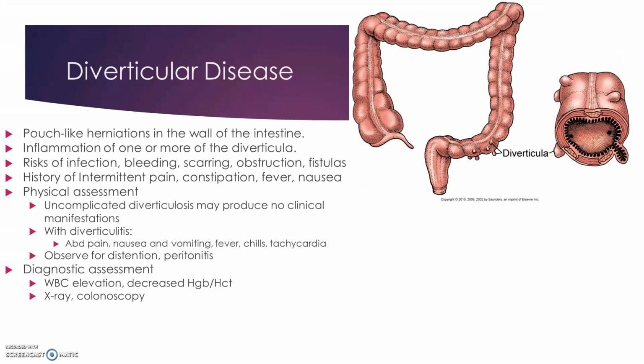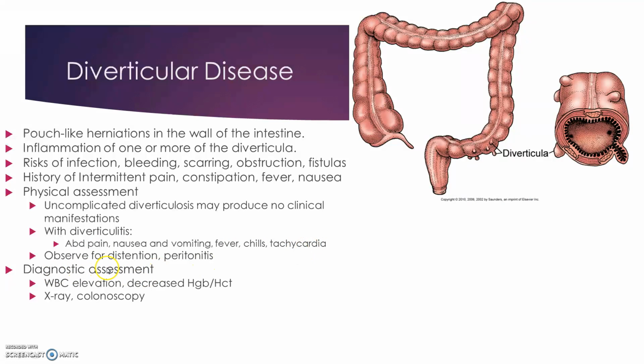Diverticular disease, this is a pouch-like herniation off the wall of the intestines, and what happens is usually a food particle will get stuck in there, cause irritation and inflammation of the diverticuli, and that can cause problems. If it gets swollen enough, it can actually rupture and cause a peritonitis. Generally speaking, these do not, but patients can present with signs and symptoms of abdominal pain, nausea, vomiting, fever, chills, tachycardia.